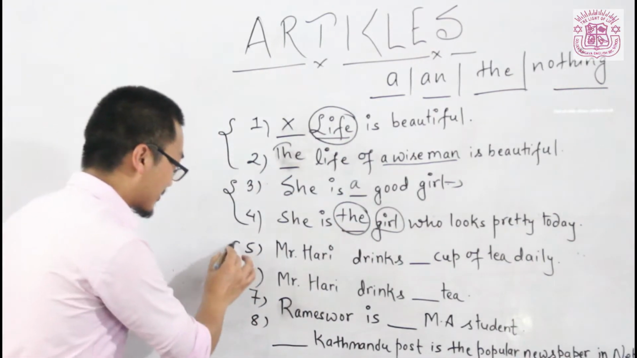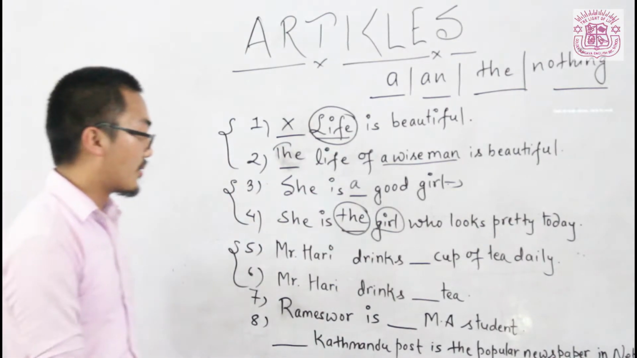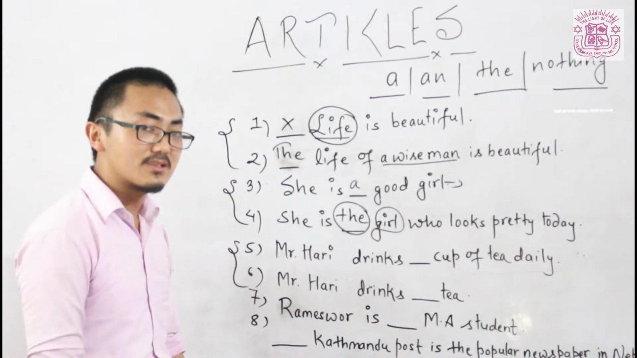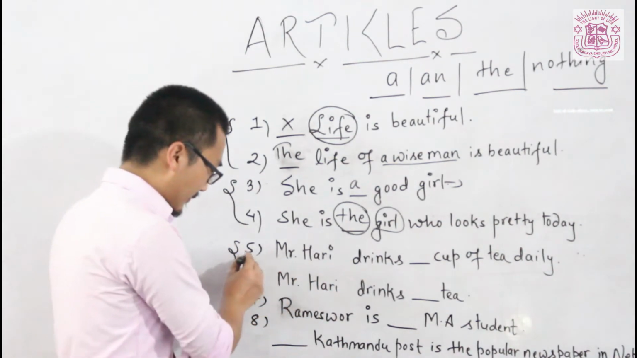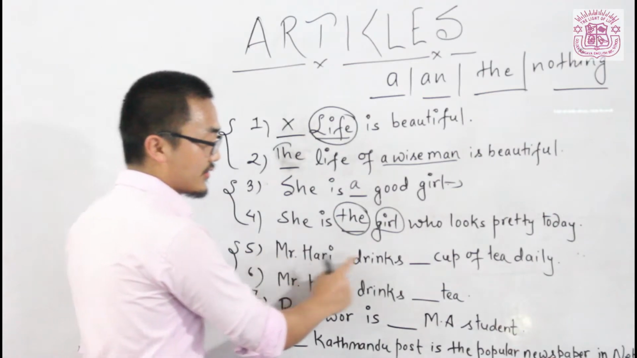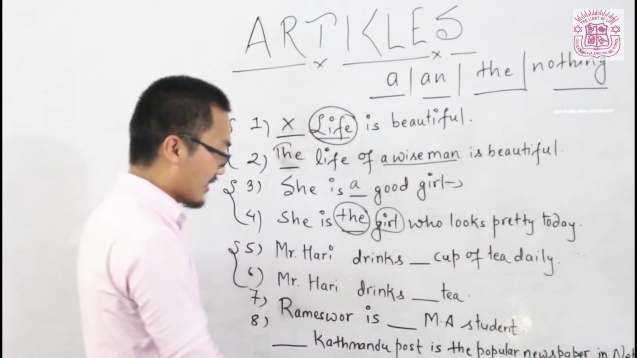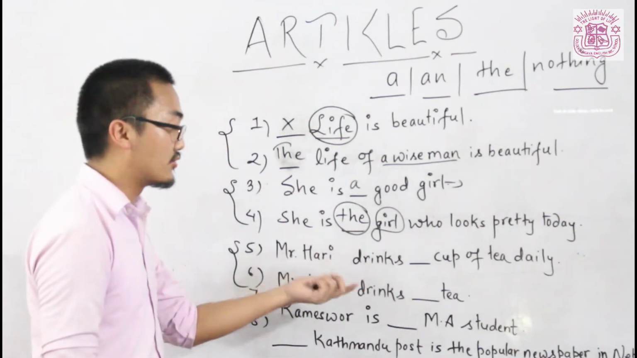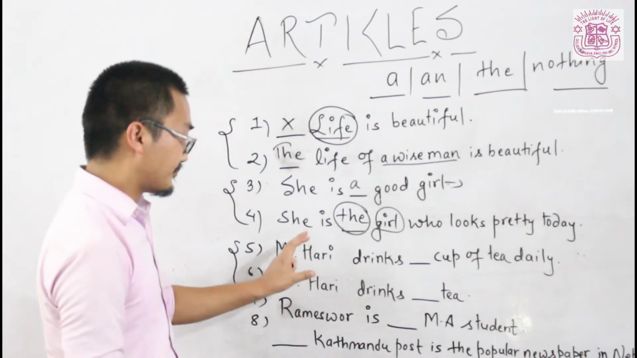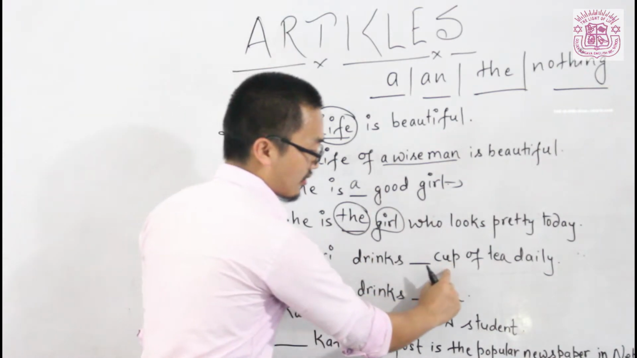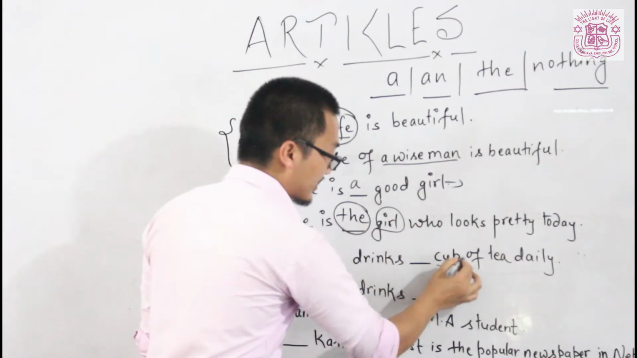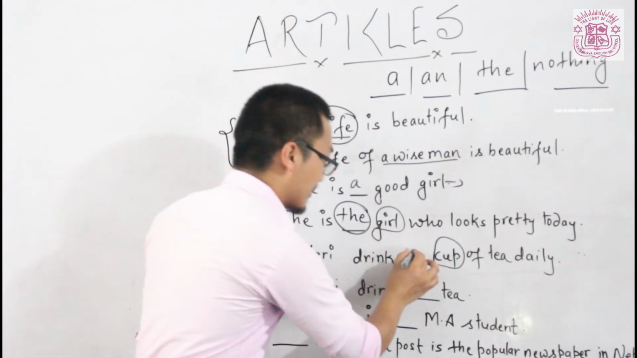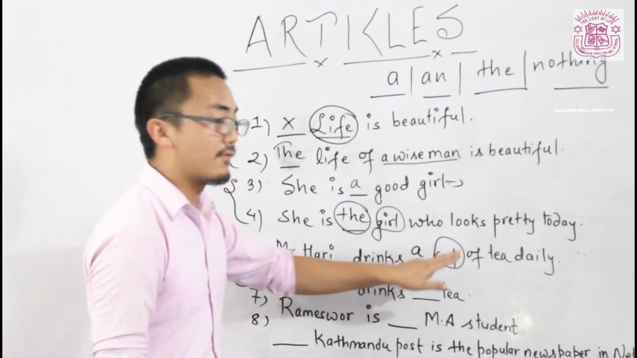Okay. Now similarly, let's see number 5 and 6. Number 5 and 6 look pretty similar, but there is also a little bit of difference. Let's see the 5th sentence: "Mr. Hari drinks dash cup of tea daily." And in question number 6 you can see "Mr. Hari drinks dash tea." So what is the difference between these two sentences? Here the sentence is focusing on the cup. It's a cup, that means it is generally singular, and so that's why it will be a cup of tea daily.